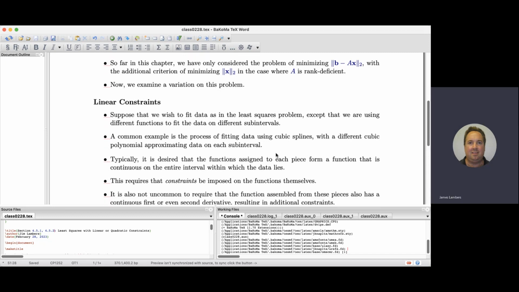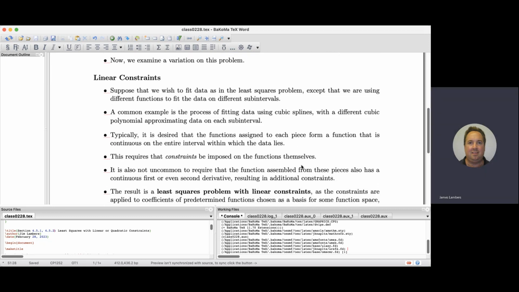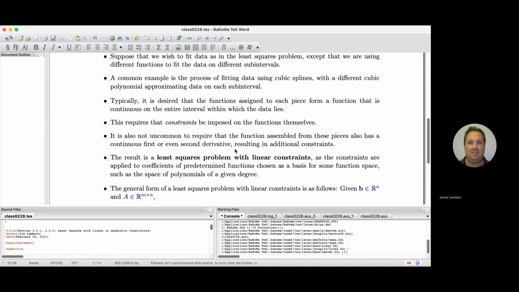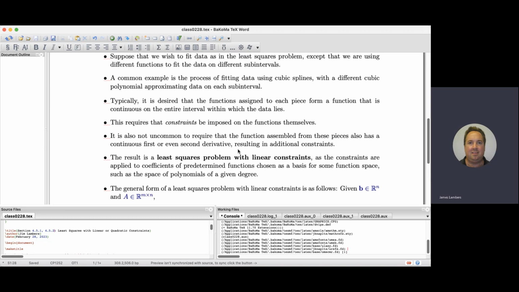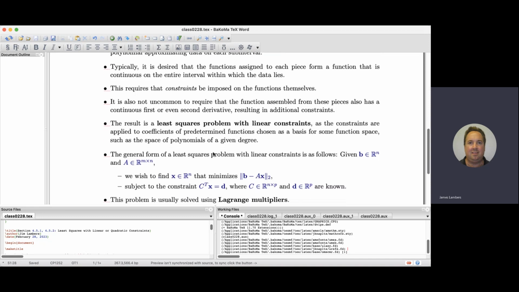And as I said, you want it to be continuous, and you'd like to have its derivatives continuous too. So that leads to constraints on the functions that you're using to fit the data. All right, so that's just one example of the abstract problem of a least squares problem with linear constraints. So now I'm going to give you the general form of a least squares with linear constraint problem, and I'll show you two different approaches to solving it.